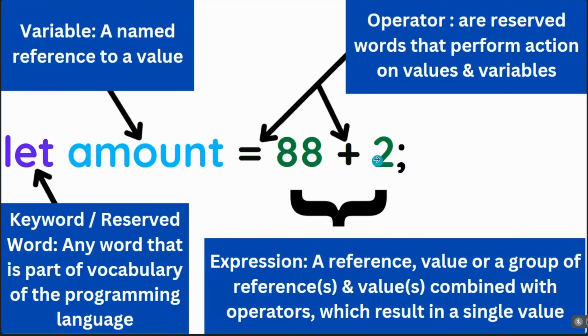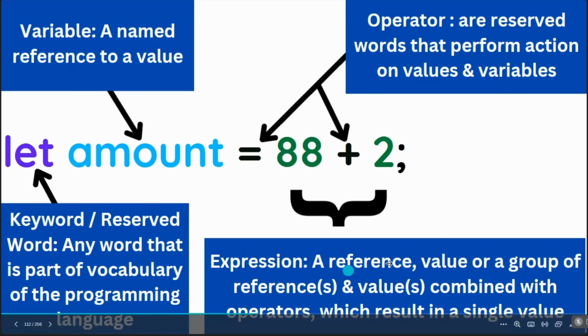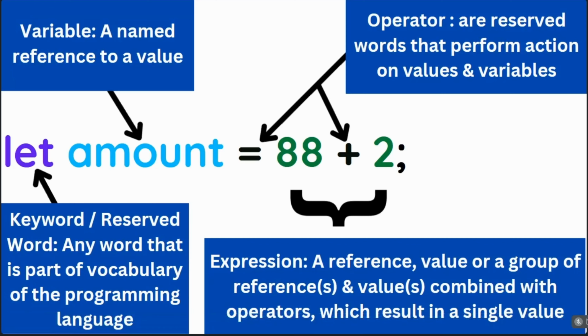Then the combination 88 plus 2: here there is some kind of operation happening among the values, and this is called an expression. An expression always results in a single value, like 88 plus 2 will result in a single value, 90. So an expression is a reference or value, or a group of reference values combined with operators, which results in a single value.